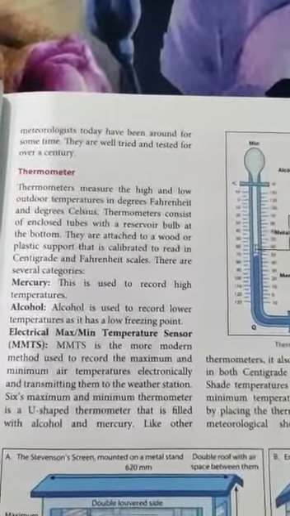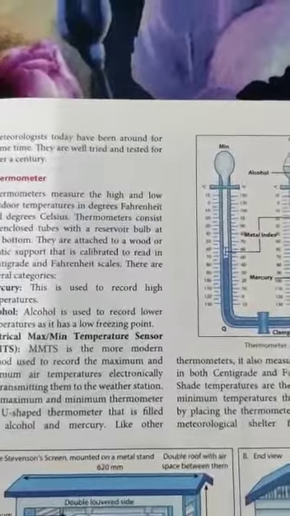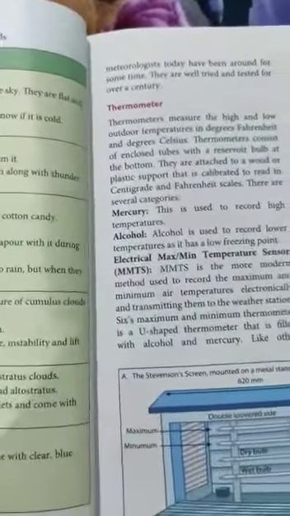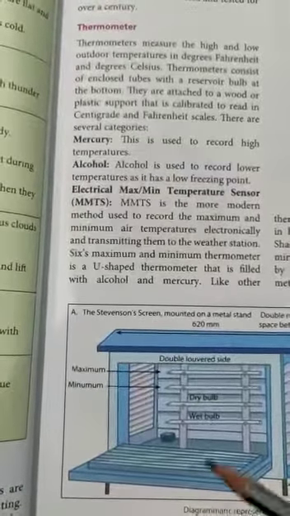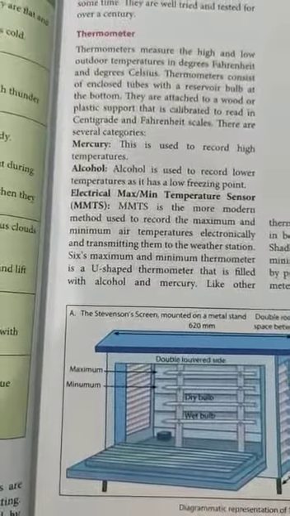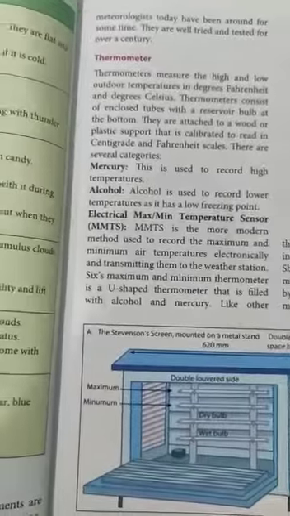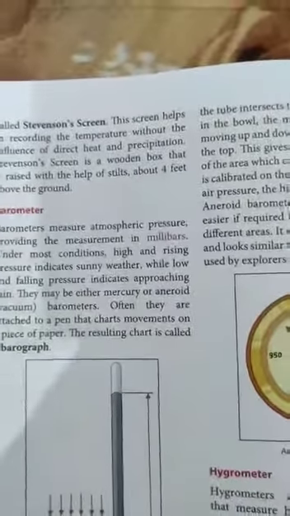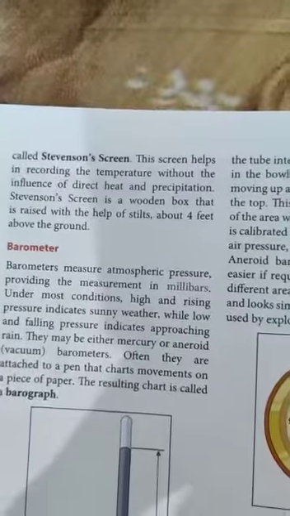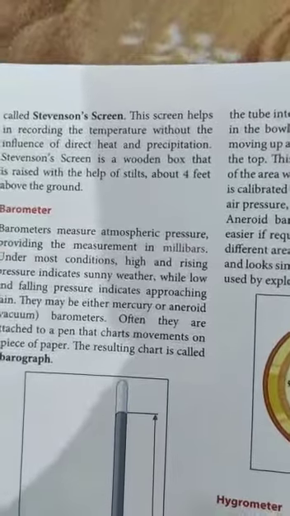Now, shade temperatures are the maximum and minimum temperatures that are recorded by placing the thermometers in a standard meteorological shelter for instruments called Stevenson's screen. You can see the Stevenson screen here in this diagram. How are they recorded? By placing the thermometers in a standard meteorological shelter for instruments, and that is called Stevenson's screen. This screen helps in recording the temperature without the influence of direct heat and precipitation.